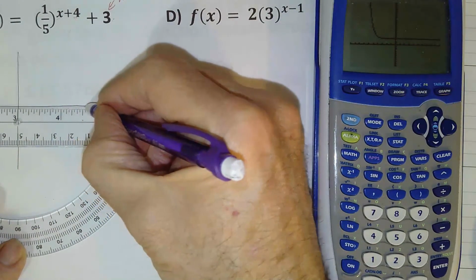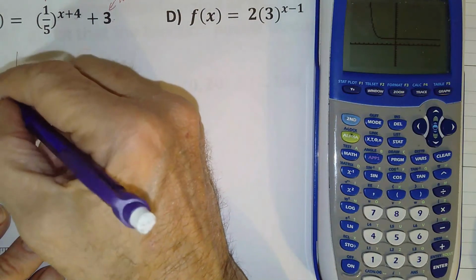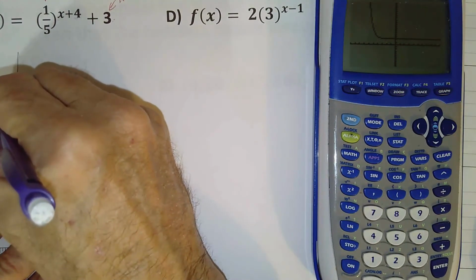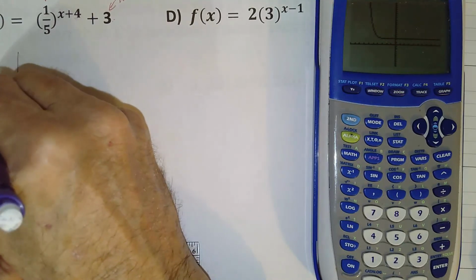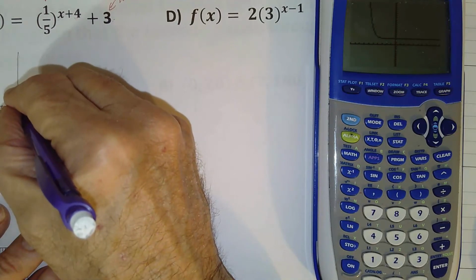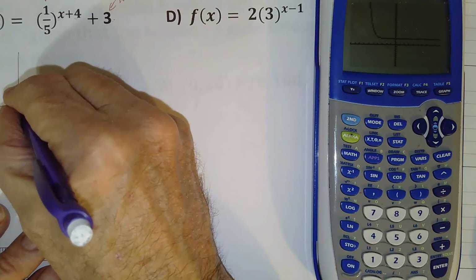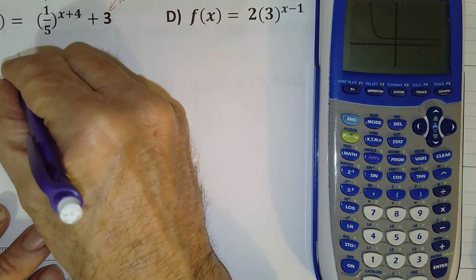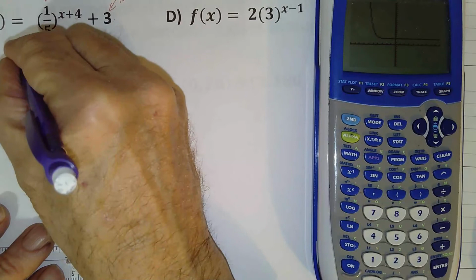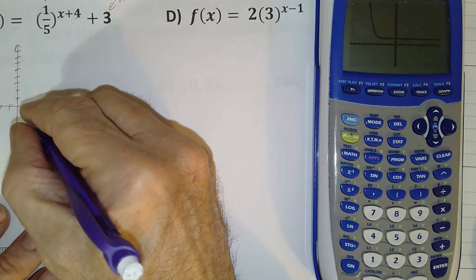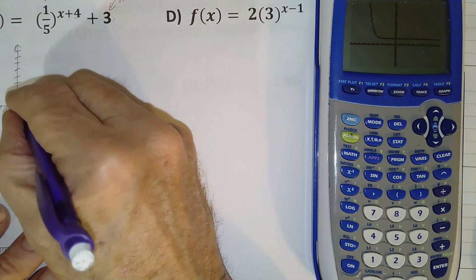all right, so 2, 3, 4, 5, and let's go up to 8. 1, 2, 3, 4, 5, 6, 7, 8. Okay, and let me do this. This is going to be at 3.